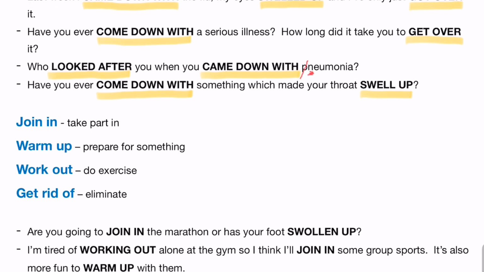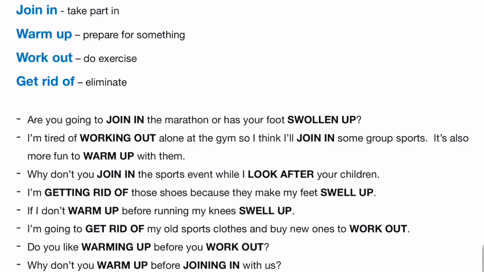Let's look at some more. To join in means take part in. Warm up means to prepare for something, usually physical exercise, but we do have warm-up exercises also for teaching languages. Work out is to do exercise, and get rid of is to eliminate. Are you going to join in the marathon, or has your foot swollen up? Means, are you going to do the marathon, or do you have a big swollen foot and you can't?